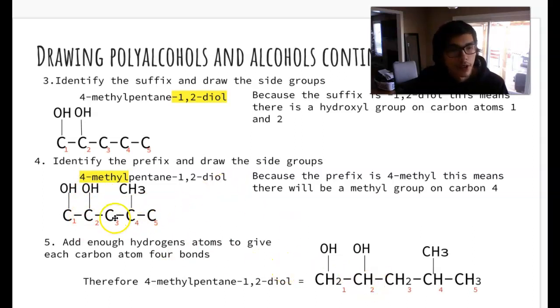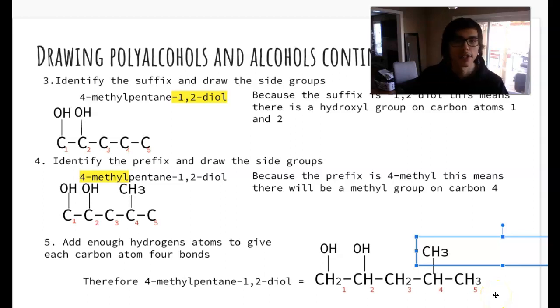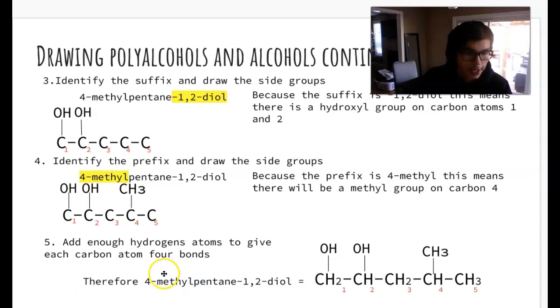The third already has 2 bonds, so it'll get 2 hydrogens. The fourth is in the same predicament as the second, in which it has 3 bonds, so it only gets 1 hydrogen. And the fifth carbon atom in the chain only has 1 bond, so therefore it needs 3 hydrogens to get 4 bonds. And therefore 4-methylpentyne-1,2-diol will look like this, fully drawn.